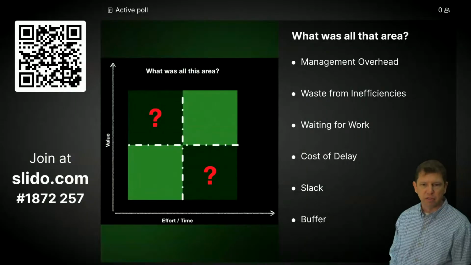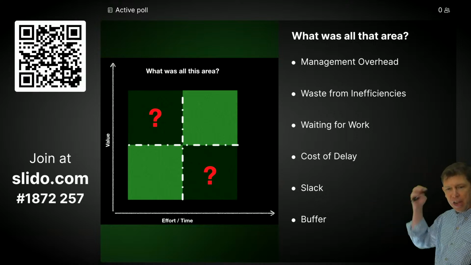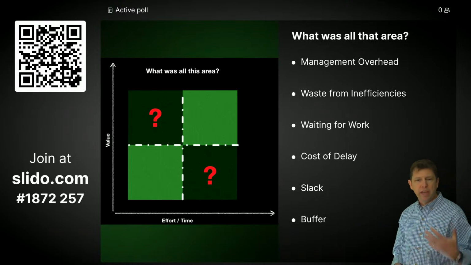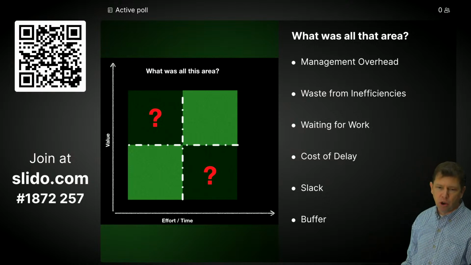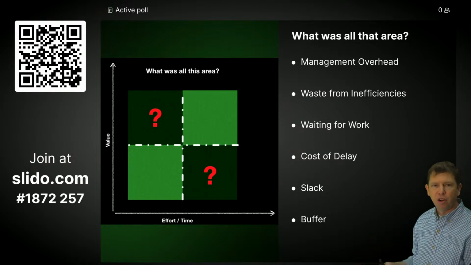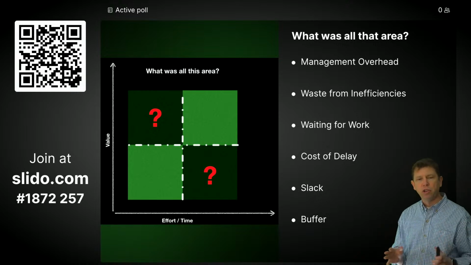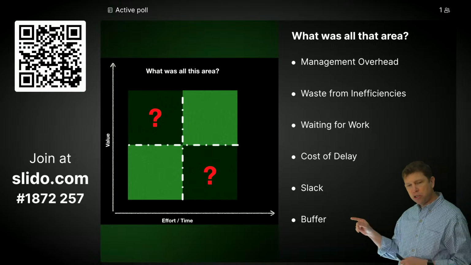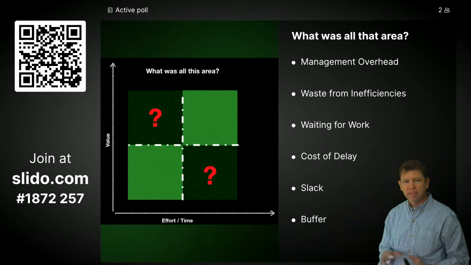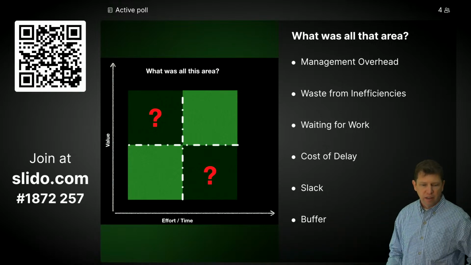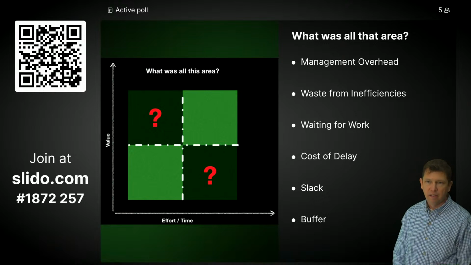Or actually, I've got a slide for this, don't I? Okay, so what's all this other area where the question marks are? Is it management overhead? Is it waste from inefficiencies? Is it waiting for work, cost of delay, slack, or buffer? If you were showing this to someone to explain why you're looking at splitting stories, and you got this far in drawing the graphs, how would you describe the work in those other places? All the above?